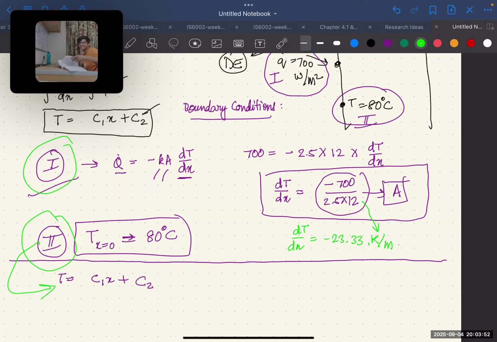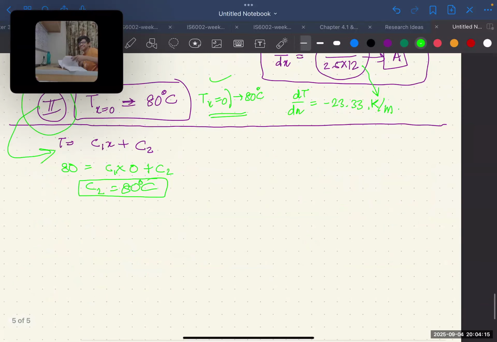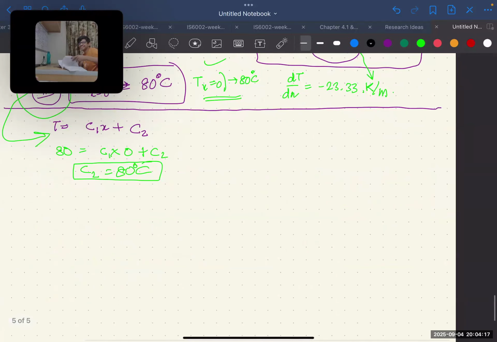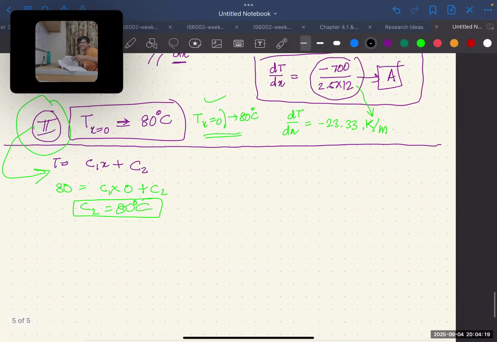And then we have T at x equal to 0 as 80 degrees Celsius. So first use this one. Using this, putting x equal to 0, 80 equals C1 times 0 plus C2. So we get C2 equals 80 degrees Celsius. We have C2 right now.